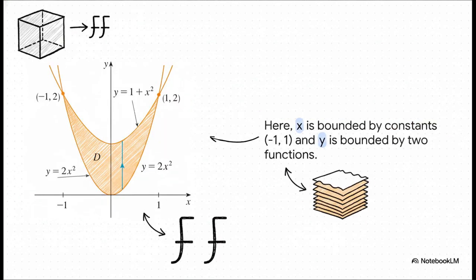If we wanted to find the volume over this shape, our outer integral for x would have nice constant limits, just from -1 to 1. But that inner integral for y, its limits would be functions, from the lower parabola, 2x squared, up to the top parabola, 1 plus x squared.